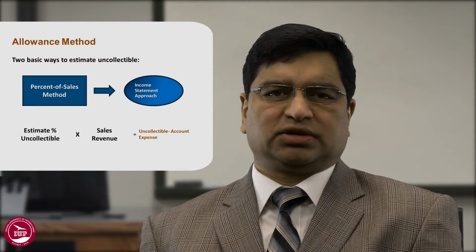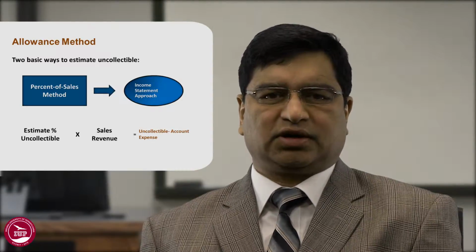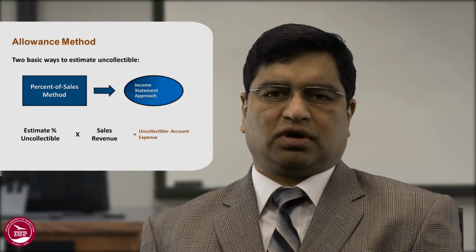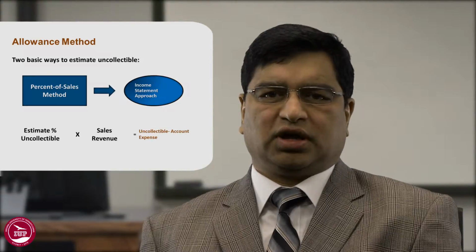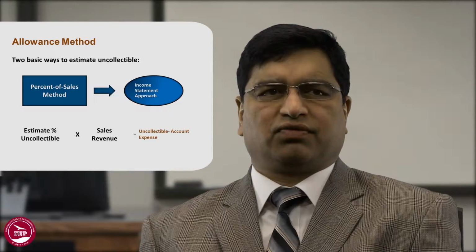The percentage of sales method is very simple. You estimate the percentage of uncollectible based upon the sales revenue, and you get the uncollectible account expense, which is an expense for the period.